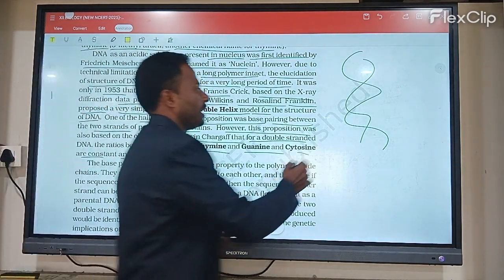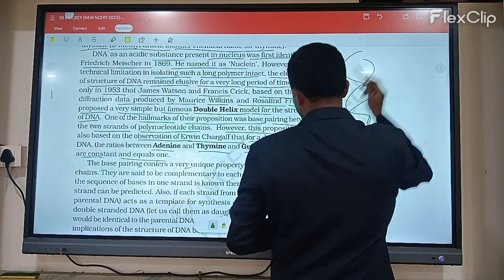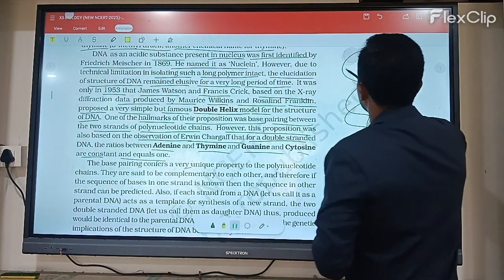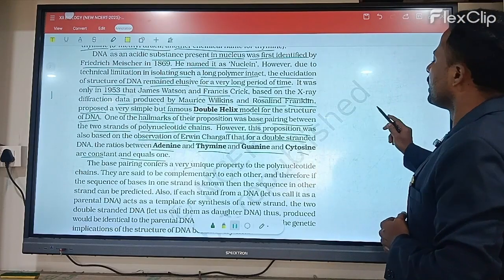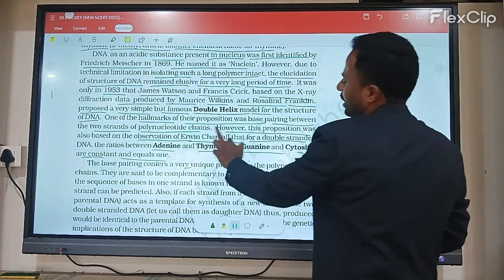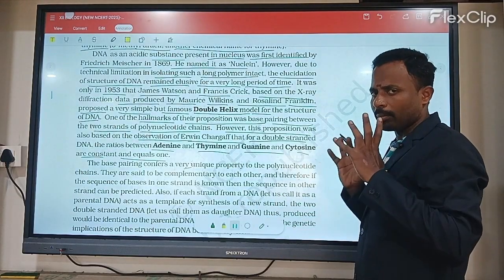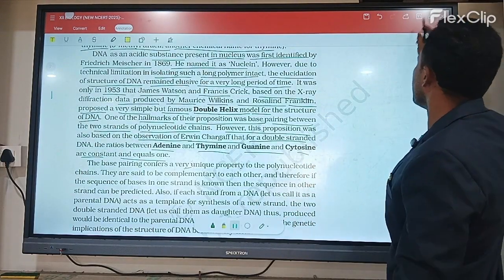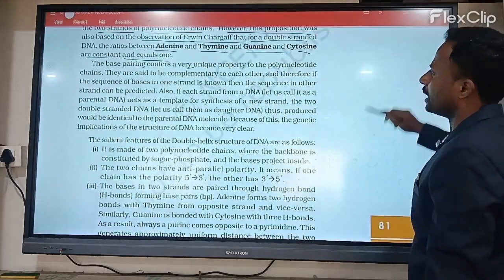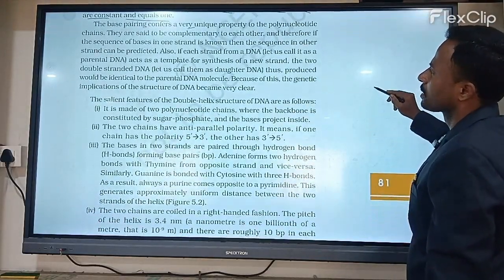So in this total DNA, the number of nitrogen bases present, like adenine, thymine, guanine, cytosine, are equal to 1. Means they are constant, and the proportion is what? That is 1 only. Okay, this is.